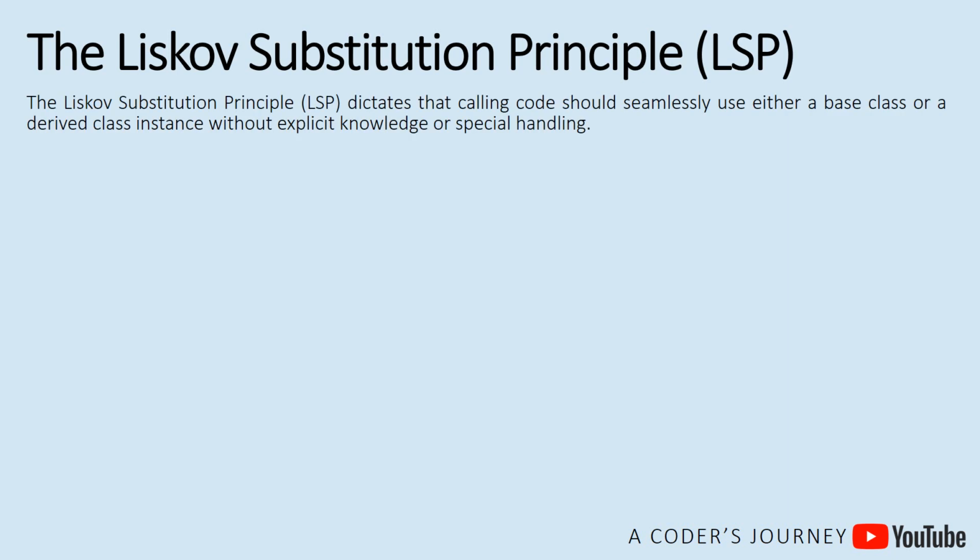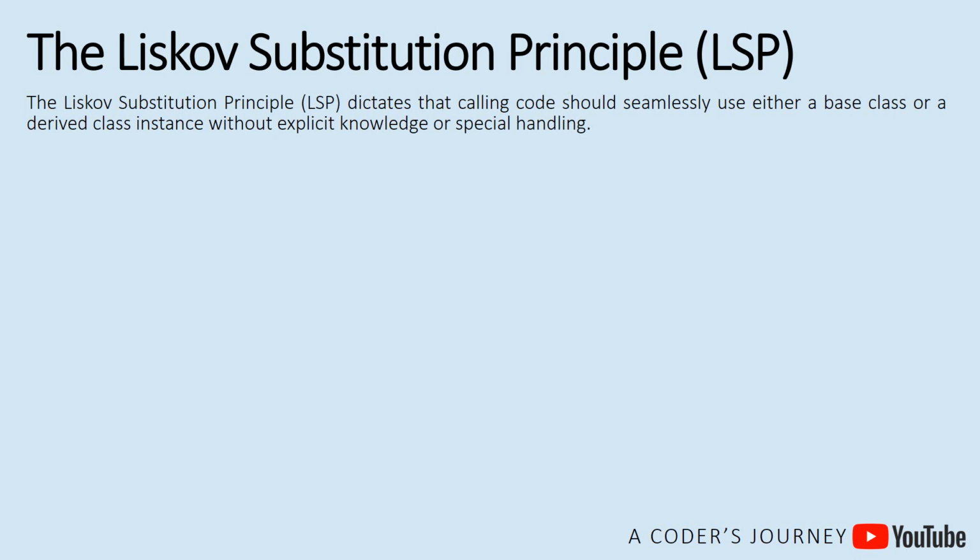The first part is the definition of the Liskov Substitution Principle, or LSP. So this principle dictates that calling code should seamlessly use either a base class or a derived class instance or object without explicit knowledge or special handling. It's a mouthful, right? So let's talk about this a little bit to make the concept easier to understand, right?